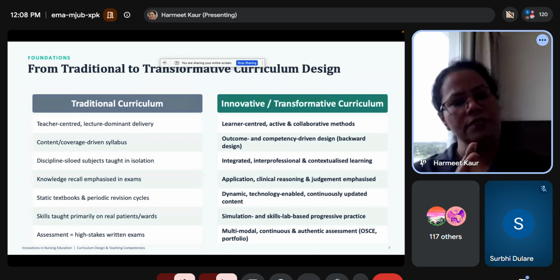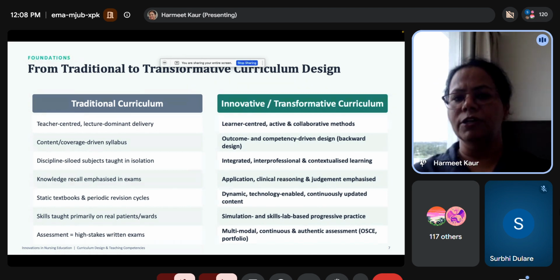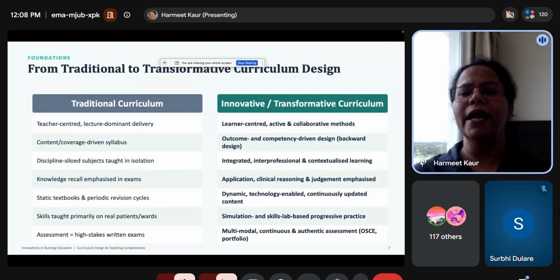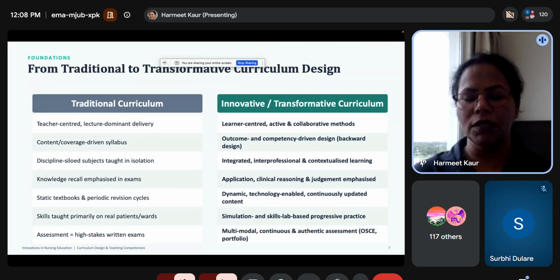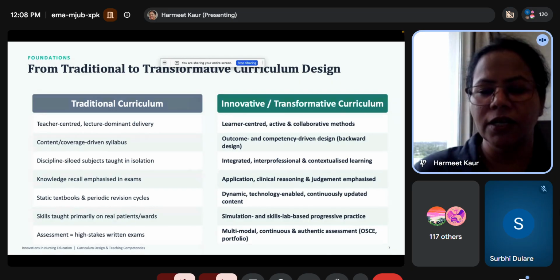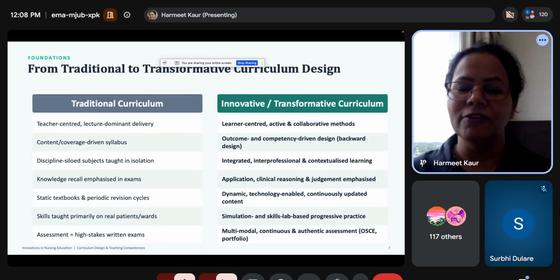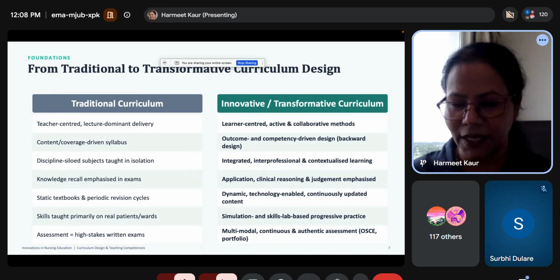Now let us talk about how traditional curriculum is different from innovative or transformative curriculum. Now, in the end, I will ask you one question: whether you are using traditional curriculum or innovative curriculum, you have to give me the honest answer.